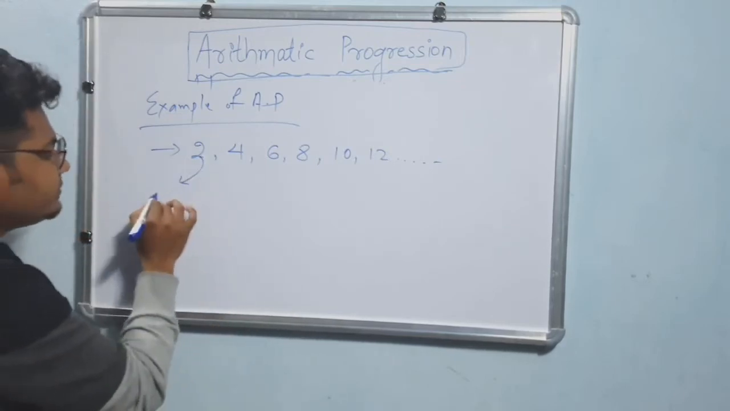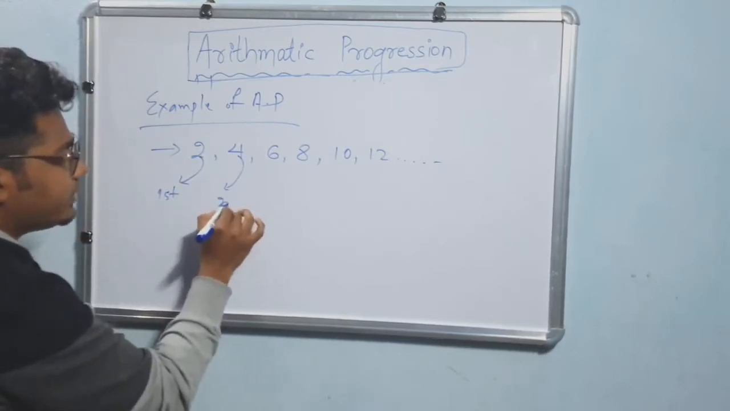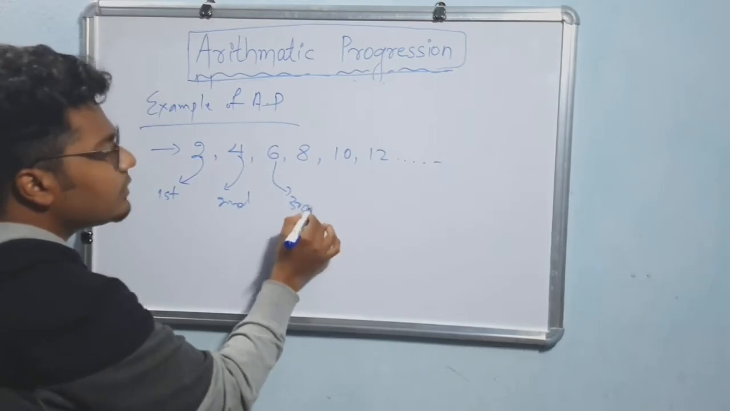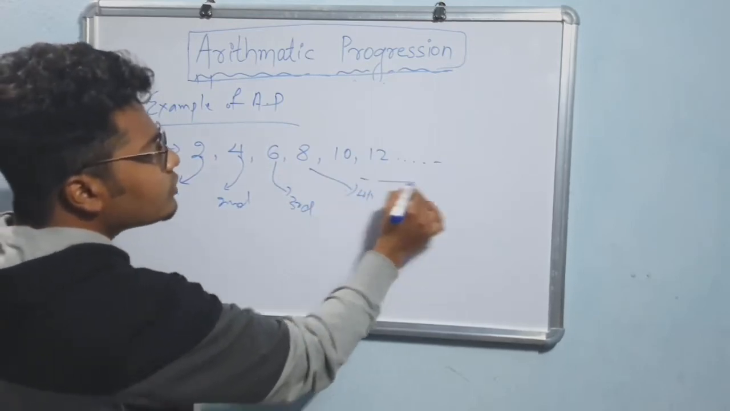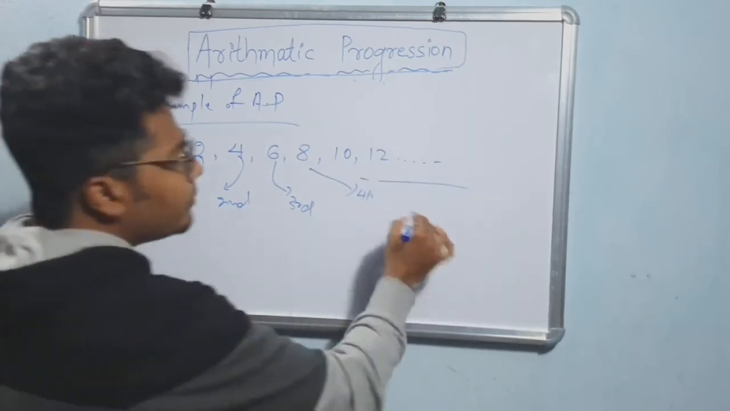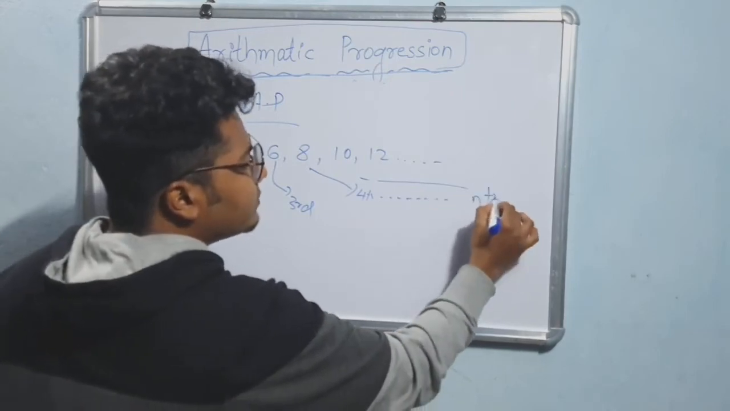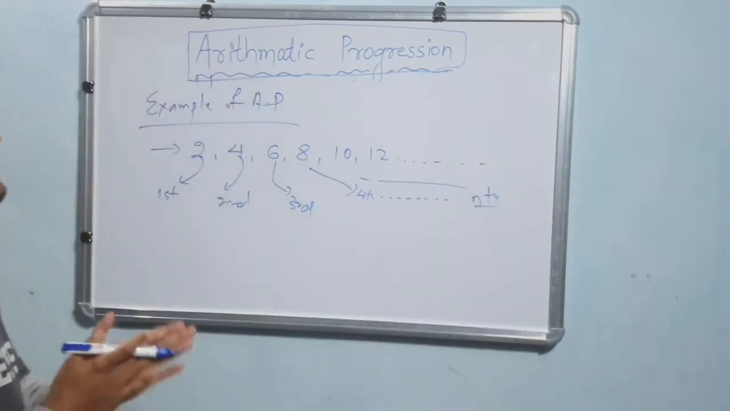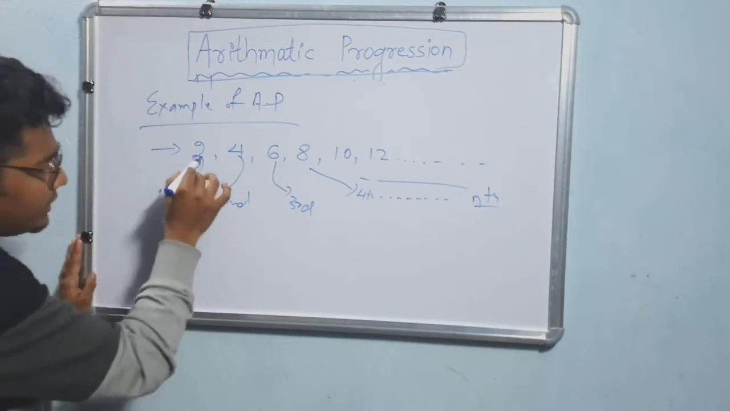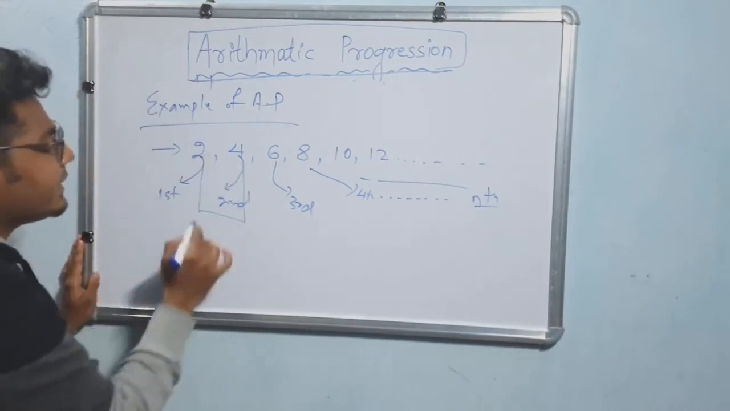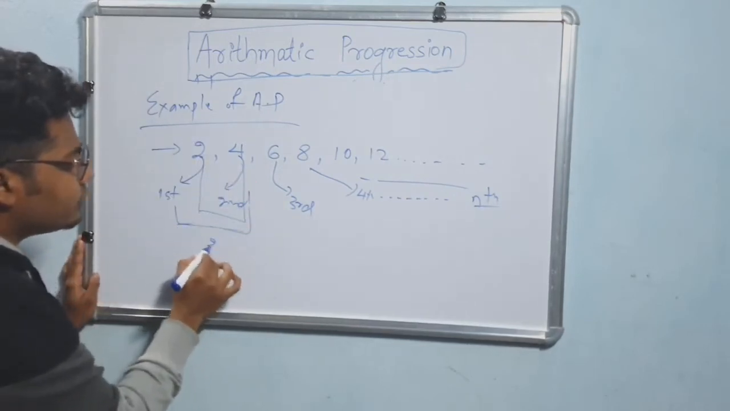This is the first term. This is the second term. This is the third one. This is the fourth one, and so on. Suppose the last one is the nth term. You can see that the difference between the first and second term is 2.